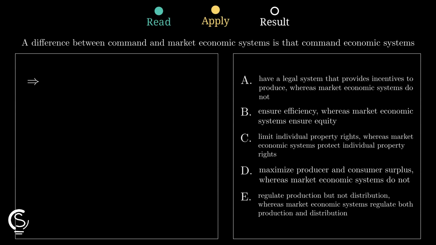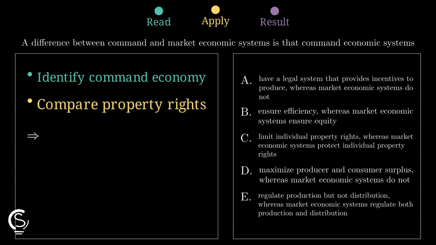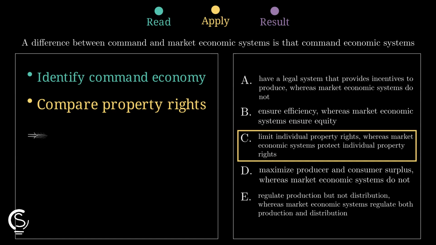Next, compare property rights, because that is the core contrast here. Command systems restrict private ownership more, while market systems usually protect individual property rights and choice. So eliminate choices about efficiency, surplus, or legal incentives, because the real textbook difference here is property rights, which points straight to option C.